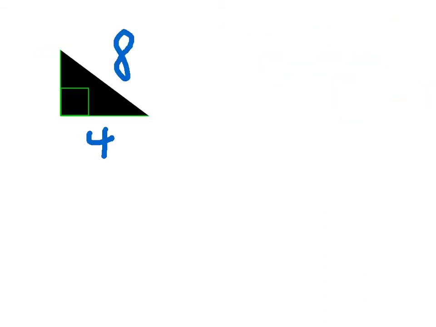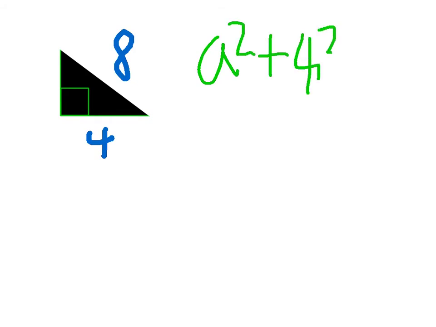Now in this problem, we are not trying to find the hypotenuse, but find one of the legs of the triangle. Now we'll set up the problem a little different. It will be a squared plus 4 squared equals 8 squared.